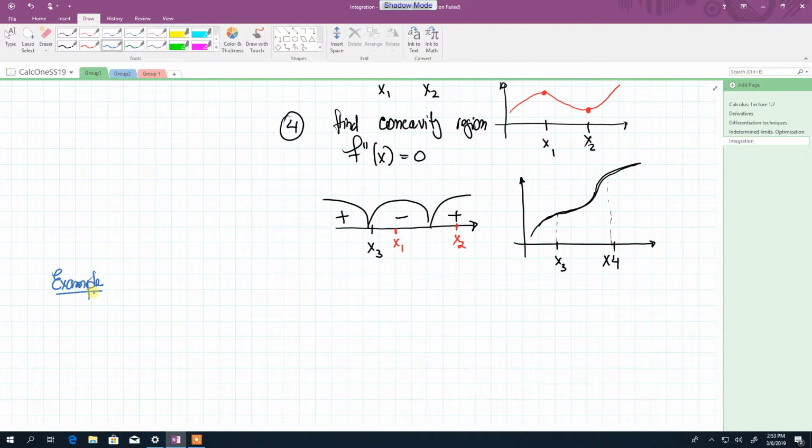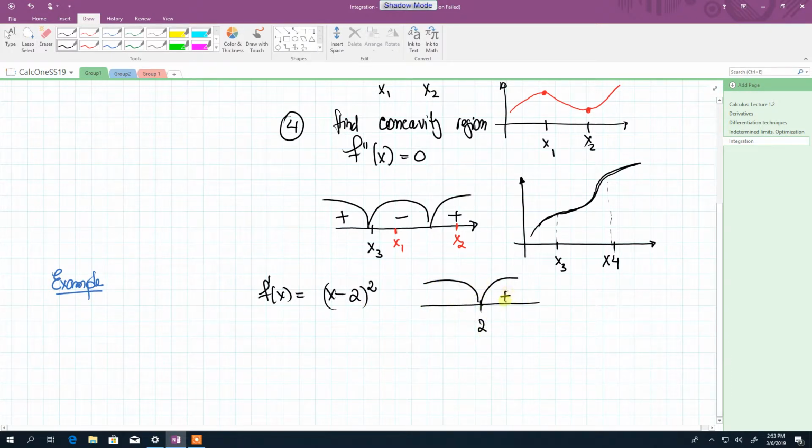For example, if your function has f prime of x equal to (x minus t) squared, it means that f prime of x is always positive, even though it has the extremum point at the point t, it is always positive, no matter what you put for x. So you will draw the interval like this. You will put the t here. After the t, it is plus, and before the t, it's also plus.